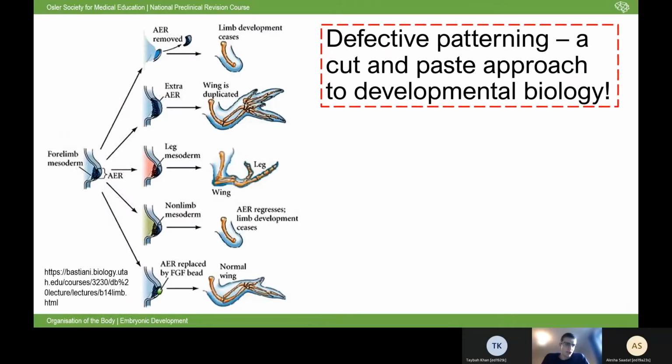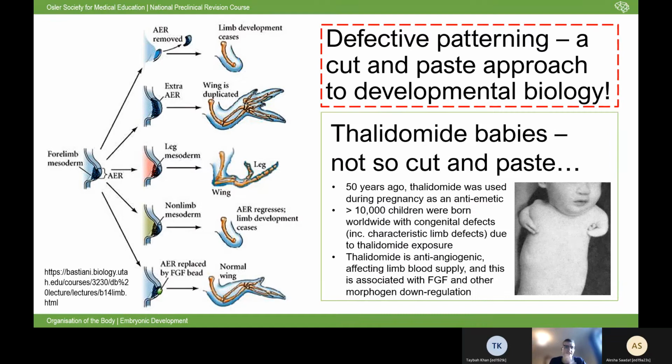I'm sure in your lectures you'll have seen all types of horrific pictures like this, and the limb and the limb bud is a powerful way of showing some of the techniques we can use in developmental biology to show how these patterning centers work. And basically this diagram shows what happens if you remove one of the patterning centers, or you duplicate it, and you get a bit of an idea of how patterning plays out.